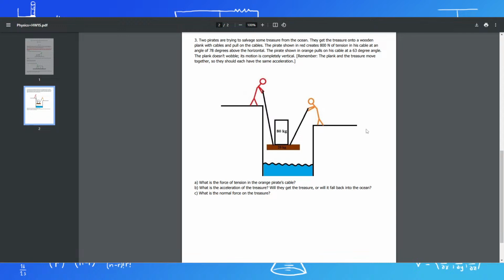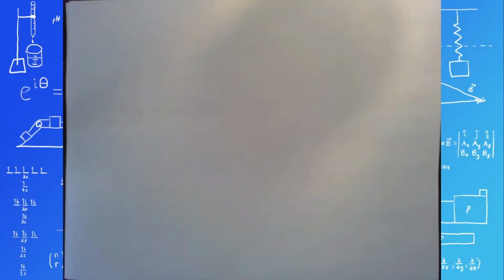And the questions are, what is the force of tension in the orange pirate's cable? Part B, what is the acceleration of the treasure, and will they get the treasure or will it fall back into the ocean? And part C, what is the normal force on the treasure? So those are the three questions. Let's go ahead and see what we can do with that.